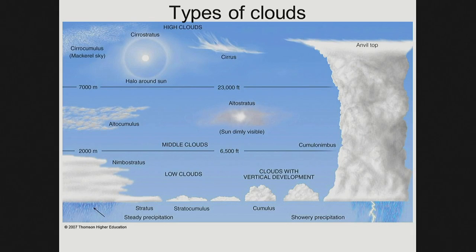Whereas cumulus clouds and cumulonimbus clouds, although they're very big, they don't cover large areas. So these are a very significant cloud type.